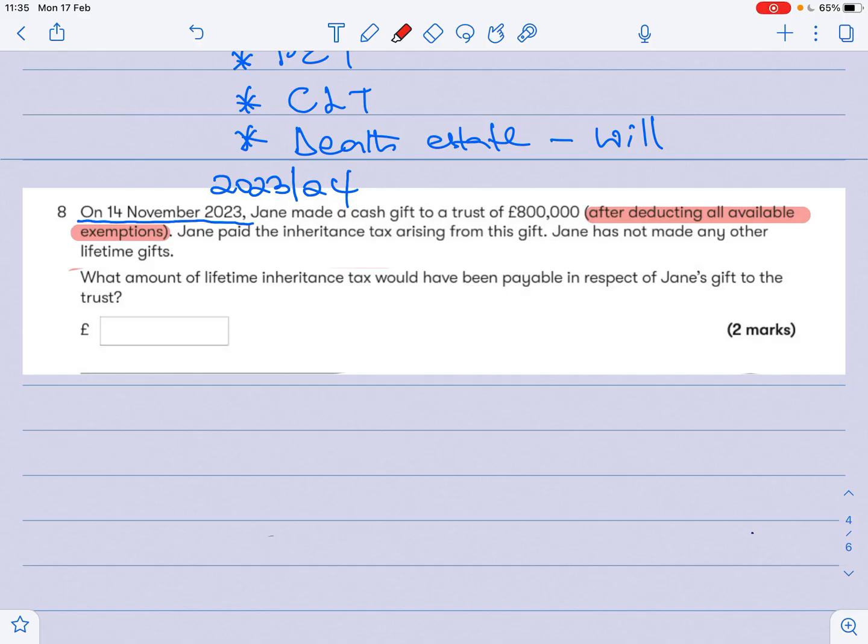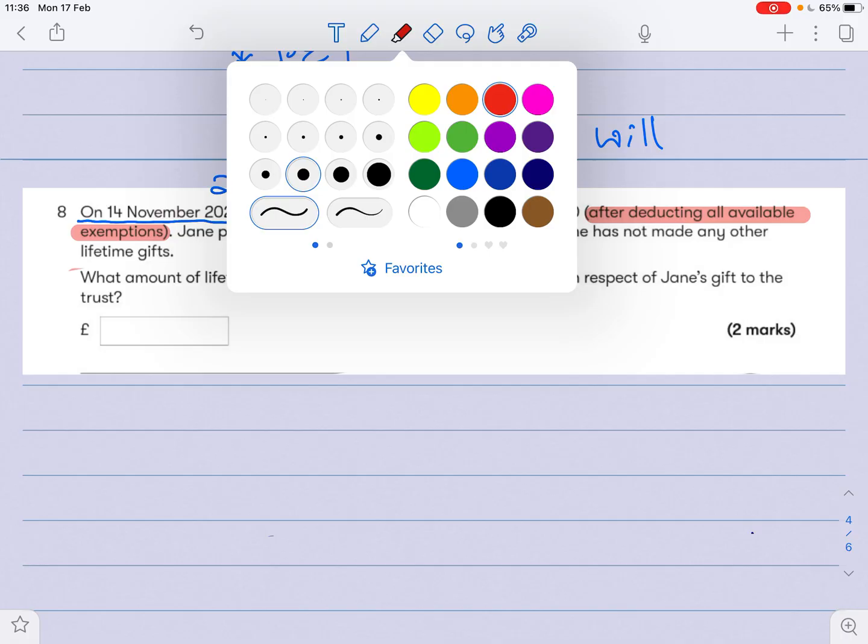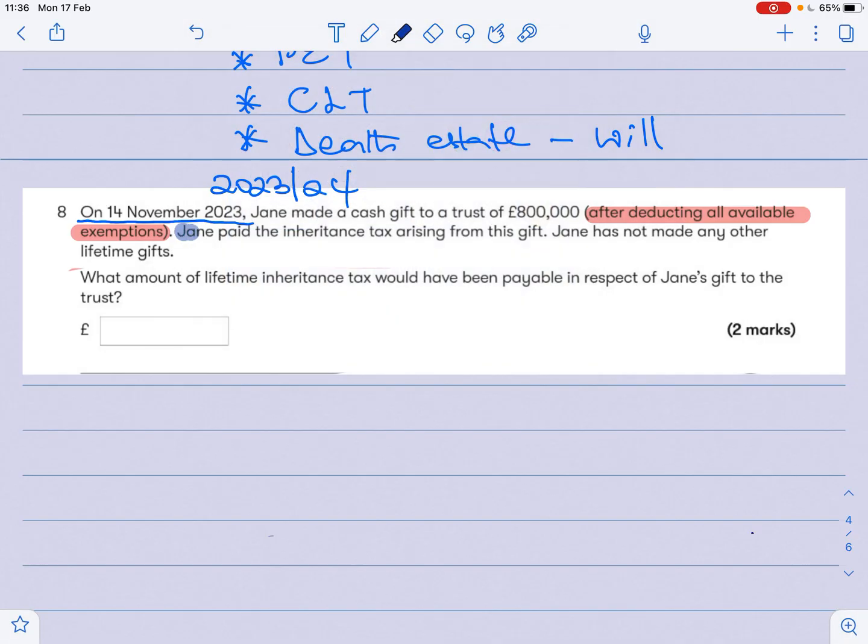However, it doesn't mean that the nil rate band of 325,000 has been deducted. So please take note of that. Okay. So we have the value to be £800,000. And here we've been told that Jane, that's the donor, paid the inheritance tax arising from this gift. Okay. Now, Jane has not made any other lifetime gifts.